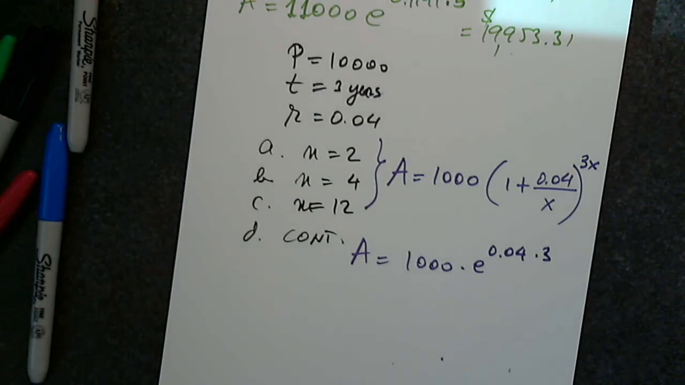Because n is the variable, n is x, in other words, I don't have n in the calculator. So 1,000 in parentheses 1 plus 0.04 divided by x, close the parenthesis, power 5 times x, and close the parenthesis. And then I go to second and table, and I punch in what I want. I want to punch in 2, and then 4, and then 12. And I get all the answers at once.